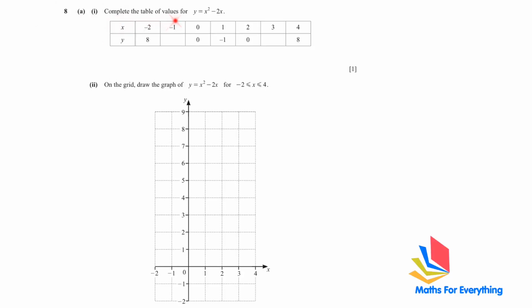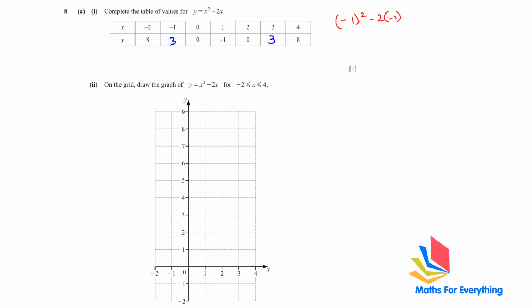Part A. Complete the table of values for y is equal to x square minus 2x. Wherever there is x, we'll substitute this value, but remember to put it in the bracket like this. So if you're substituting -1, write in a bracket like this. And we'll get 3. And then when you substitute 3 in place of x, we are still going to get 3. Next, we have to draw the graph for the points that we have.